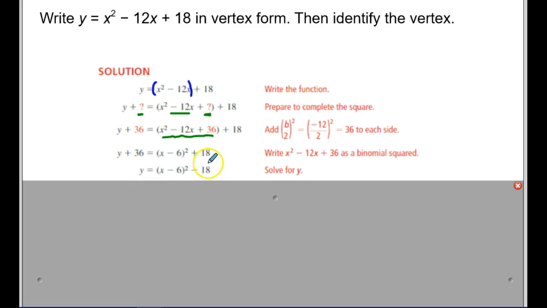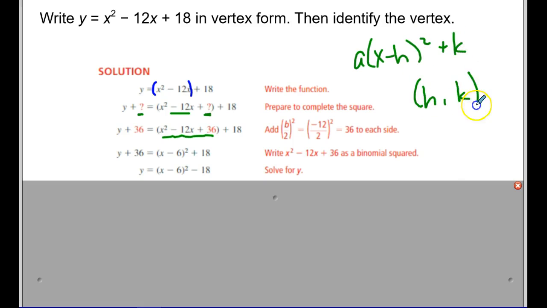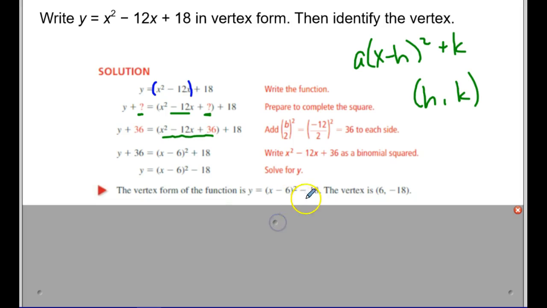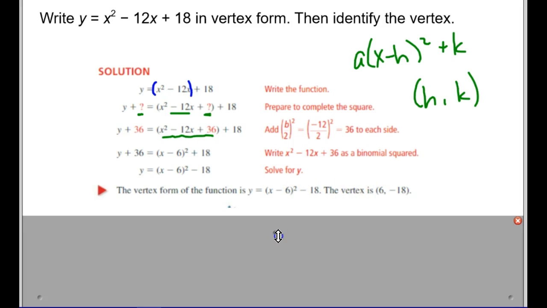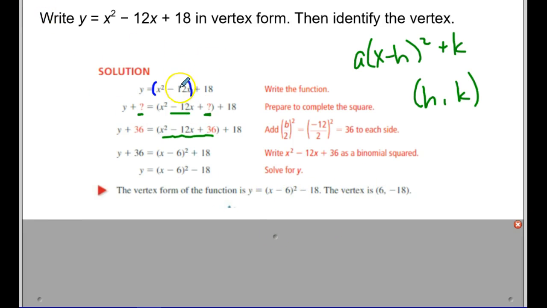So now here is my final equation. This looks more like vertex form. And remember, I've got a times (x minus h) squared plus k, and my vertex is that h comma k. So I always want to have x minus here in my parentheses, and I do already, so I know that my vertex is going to be 6 comma negative 18. Okay? So I can do this as well without moving my constant to the other side. This can be done as well.